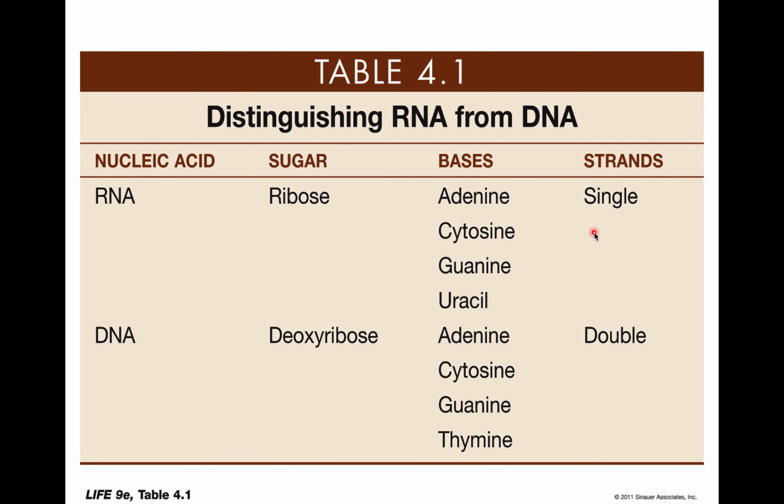Just a little table here summarizing some of those differences between DNA and RNA. So remember, we have different sugars, ribose versus deoxyribose. We have this one difference in the bases, the nitrogenous bases. RNA has uracil, while DNA has thymine. And then generally speaking, as I just mentioned, RNA is typically single-stranded, DNA is generally double-stranded.